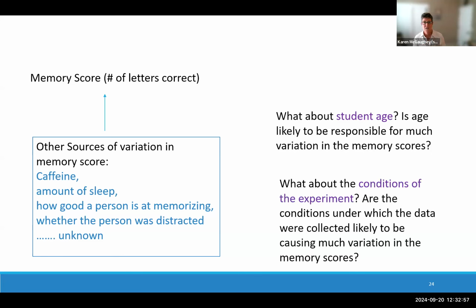And then what about the conditions of the experiment? Are the conditions under which the data were collected likely to be causing much variation in memory scores? Here, I would hope that students would say no, because we all did it the same way. You gave us the web page, we went to the link, we pressed start, we spent the same amount of time, that sort of thing. So, both thinking about things that may in fact cause variation and then variables that may not.